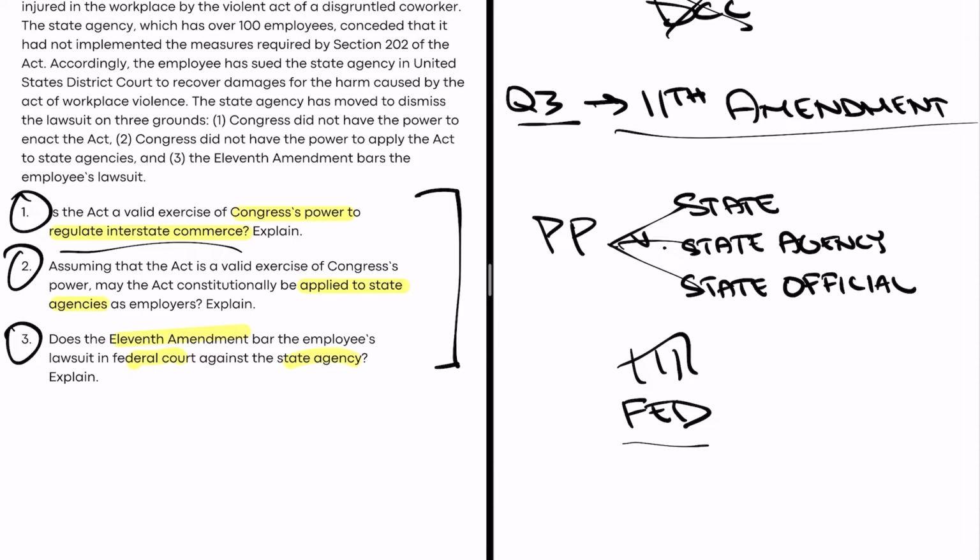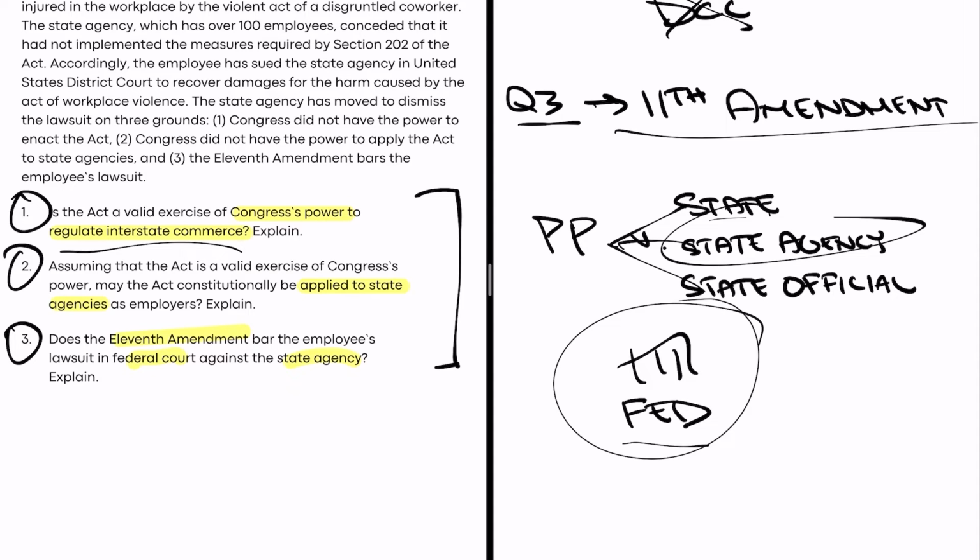So it does look like the basic requirements here are satisfied. We see in question number 3, it's an employee lawsuit. We're assuming the employee is a private party, right? So we have an employee's lawsuit in federal court against the state agency. So we know at least the 11th Amendment is triggered here.